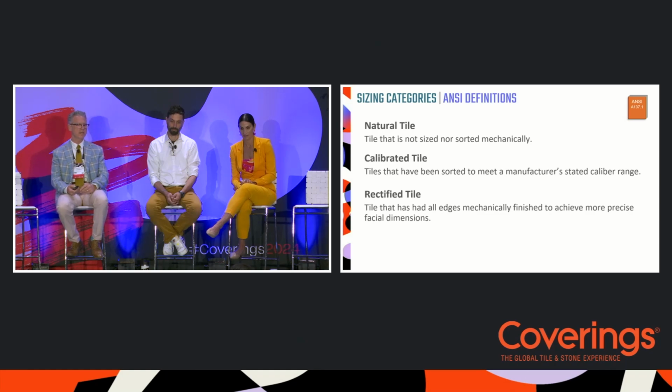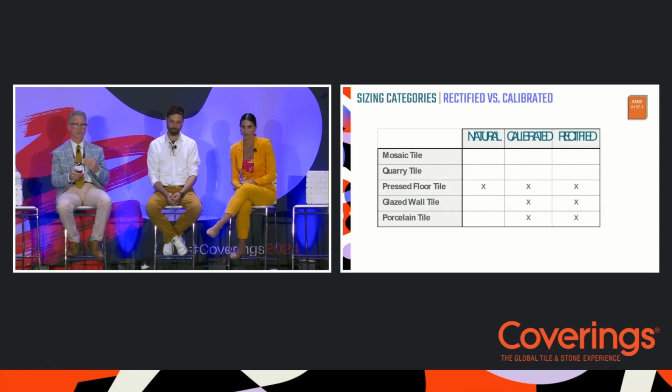And here are the official definitions of rectified, which is the most precise, calibrated, which is in the middle of the road, and then natural, which is all over the place in terms of regularity, squareness, warpage, things like that. So a rectified tile is going to be the most consistently manufactured, and that table's kind of jacked up. But the pressed floor tile comes in each of those 3 varieties. Porcelain only comes in rectified or calibrated.